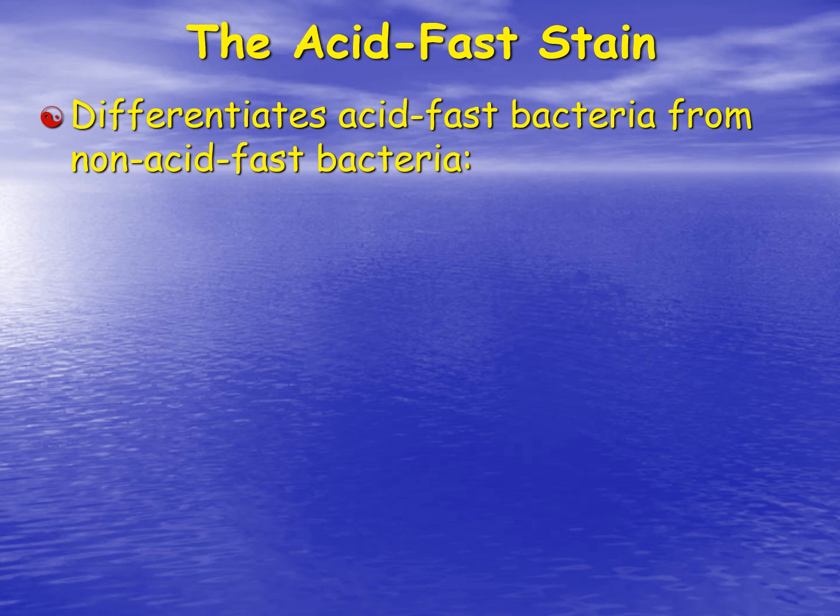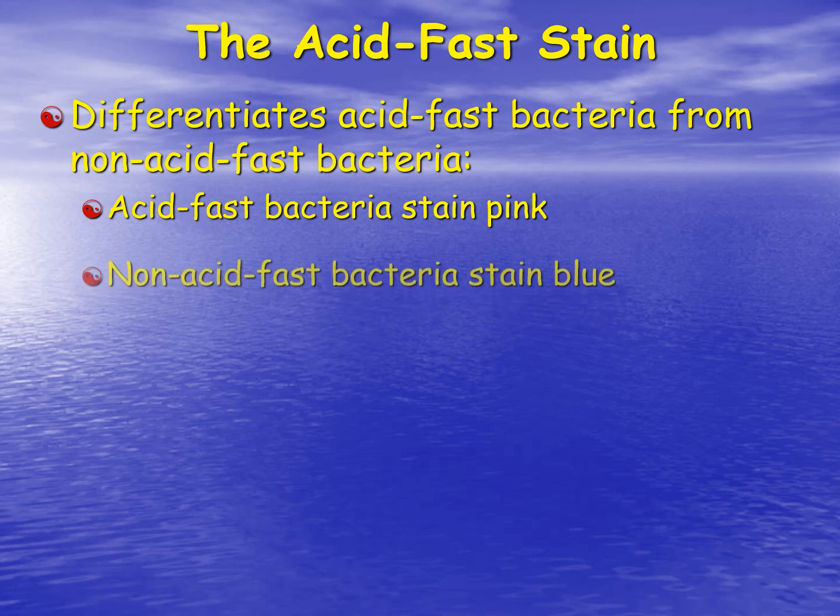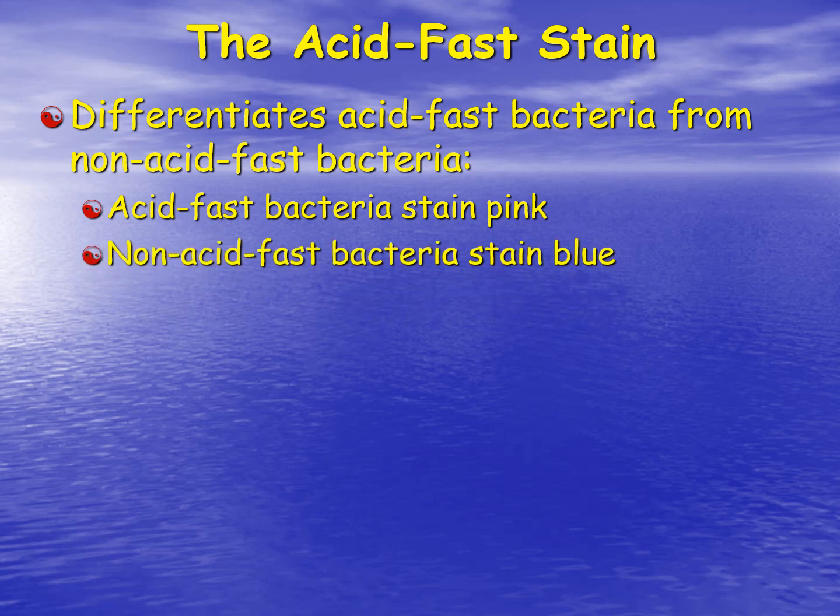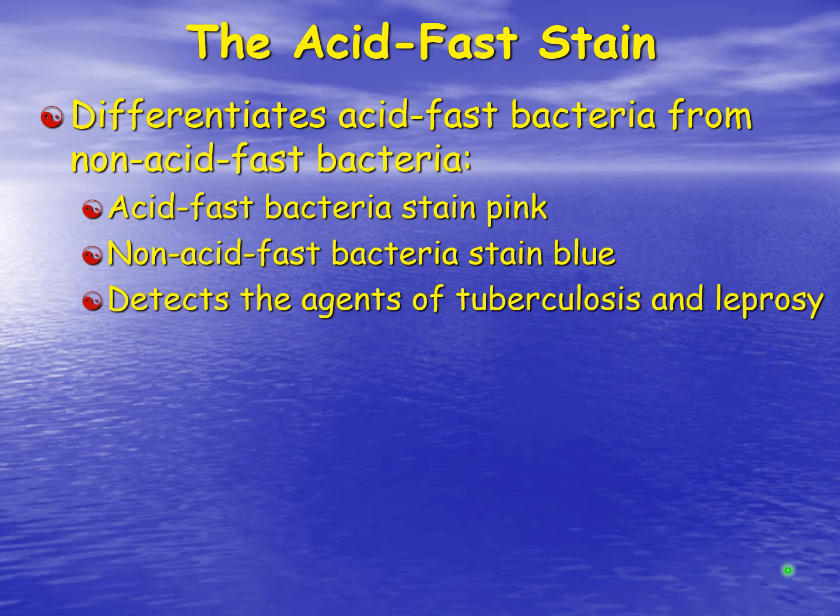Now the acid-fast stain differentiates acid-fast bacteria from non-acid-fast bacteria. Acid-fast bacteria will stain pink in the acid-fast stain, and the non-acid-fast bacteria will stain bluish in color. These detect agents of two genera of bacteria, the Mycobacterium and the Nocardia genus. In Mycobacterium, we have the causative agents for tuberculosis and leprosy.